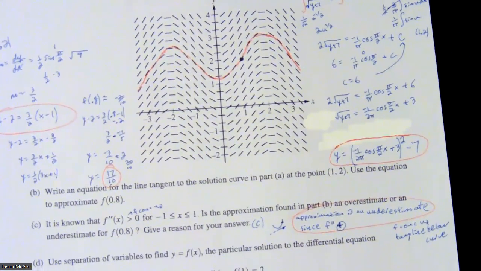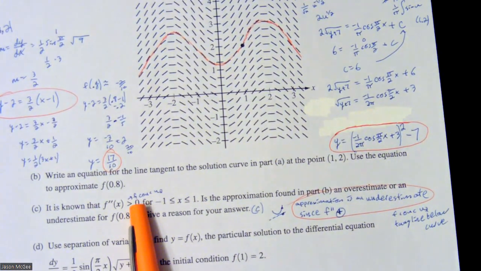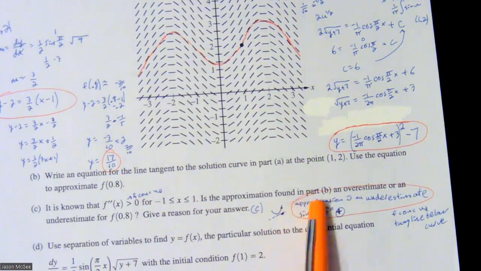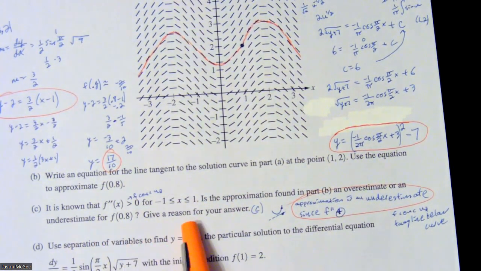All right, letter C. We've seen these before. It tells us the second derivative is positive. We know that automatically means the function is concave up. Is that approximation that we found in part B an overestimate or an underestimate? Give a reason for your answer.